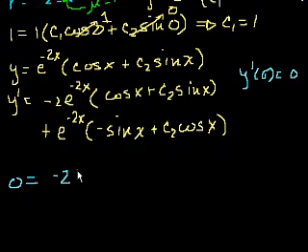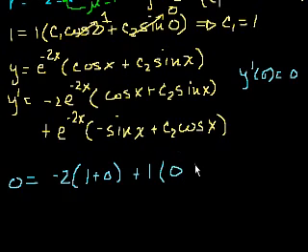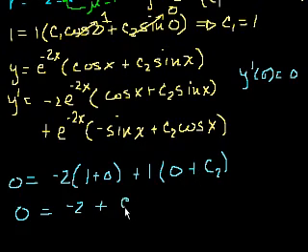Minus 2 times e to the 0 times cosine of 0, that's 1, plus c2 times sine of 0. Sine of 0 is 0, so that's just 1 plus 0, plus e to the minus 2 times 0, that's just 1, times minus sine of 0. Sine of 0 is just 0, plus c2 times cosine of 0. Cosine of 0 is 1, so plus c2. That simplified things, didn't it? So let's see. We get 0 is equal to, this is just 1, minus 2 plus c2.